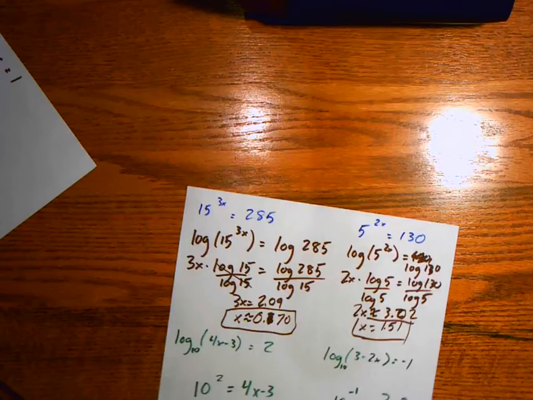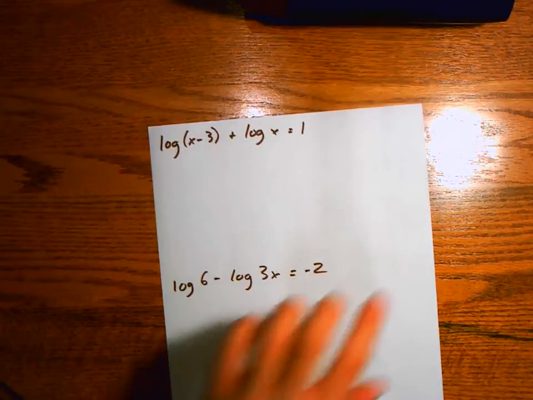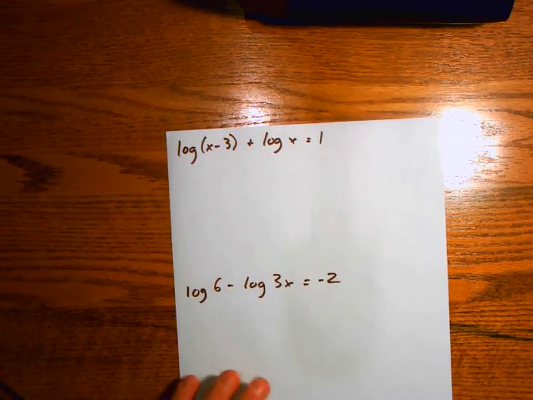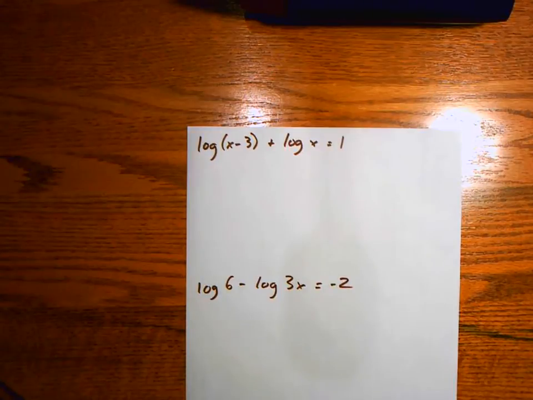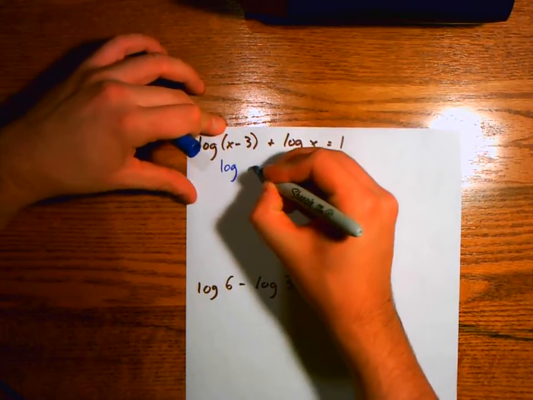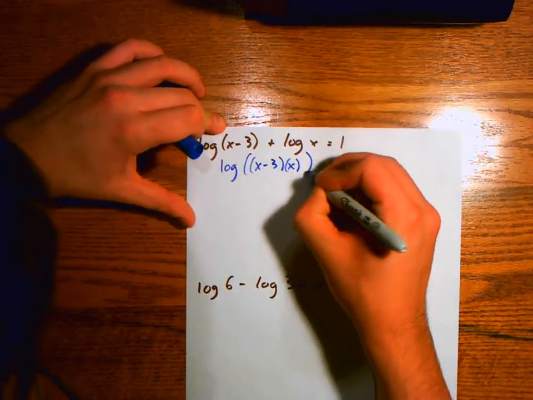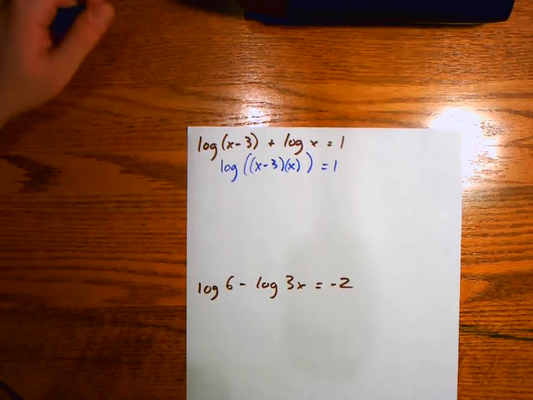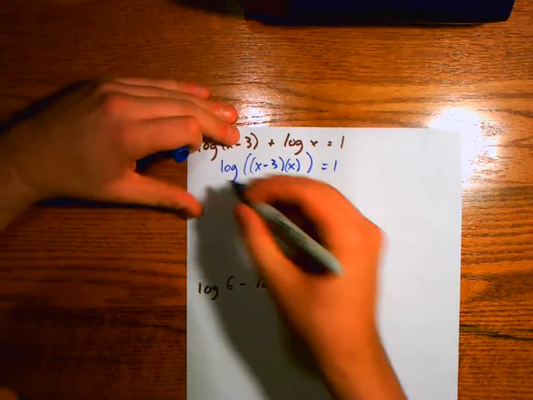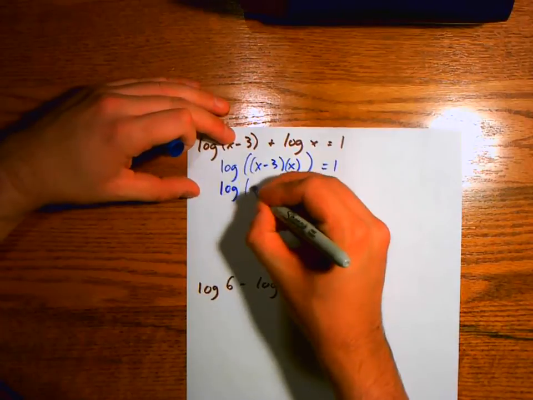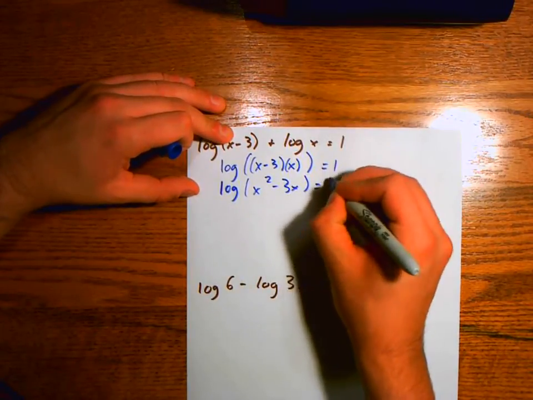Another way we can do this is if we have a problem that is separating two different logarithms, where one is x minus 3 and one is x, and that is equal to 1. You can rewrite this as one logarithm by combining these two together, and since it is plus, you multiply everything that is on the inside. So multiplying this out, we get log of x squared minus 3x equals 1.